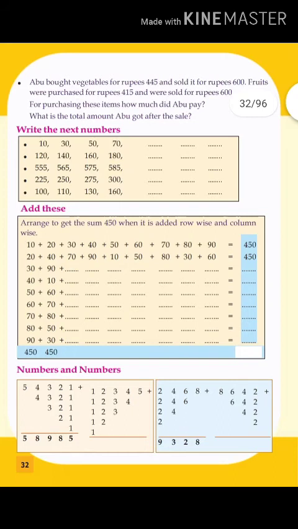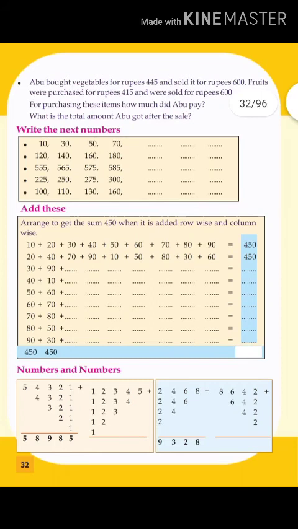Here, what are the steps? That is, the buying price of vegetables is equal to 445. Then the buying price of fruits is equal to 415. Total buying price is equal to 445 plus 415. Answer is 860 rupees.